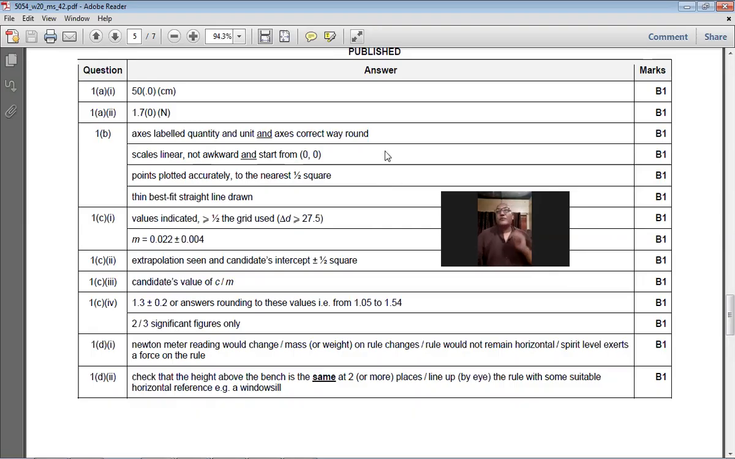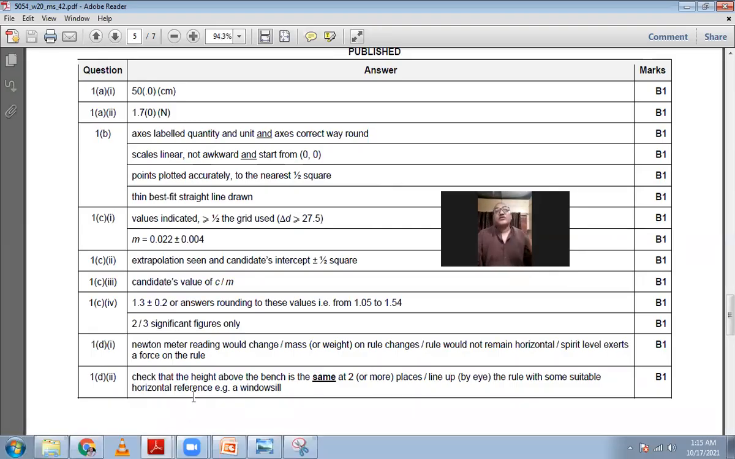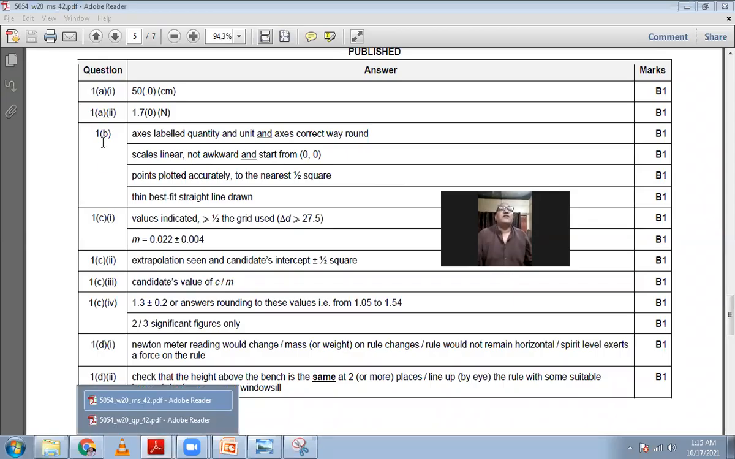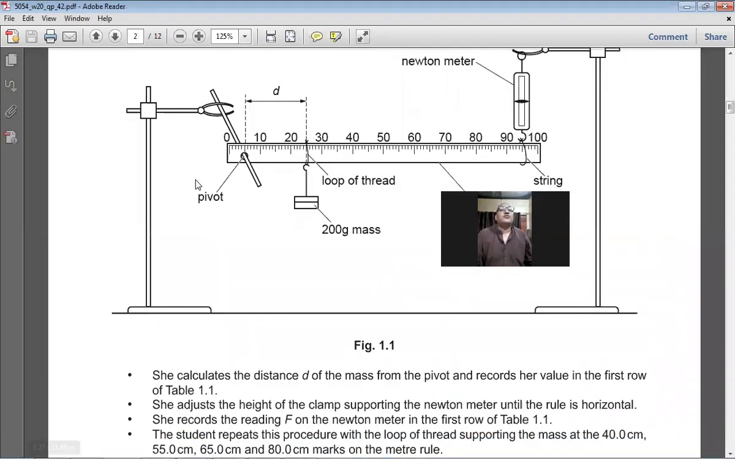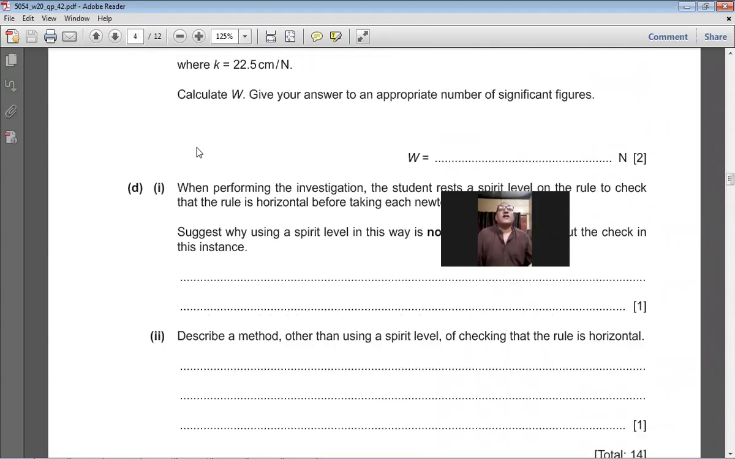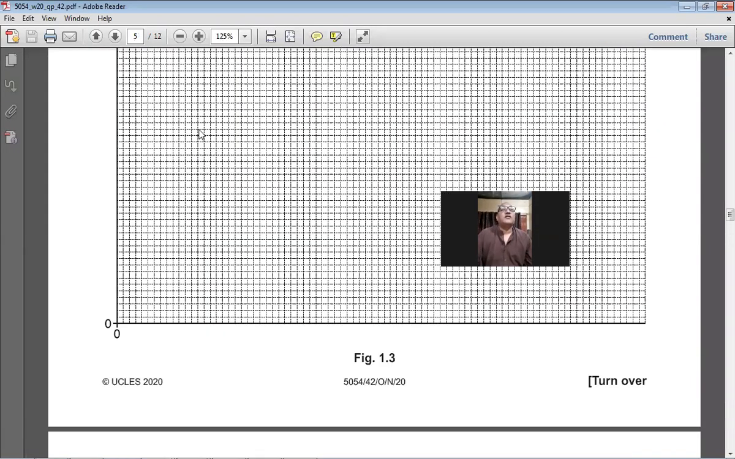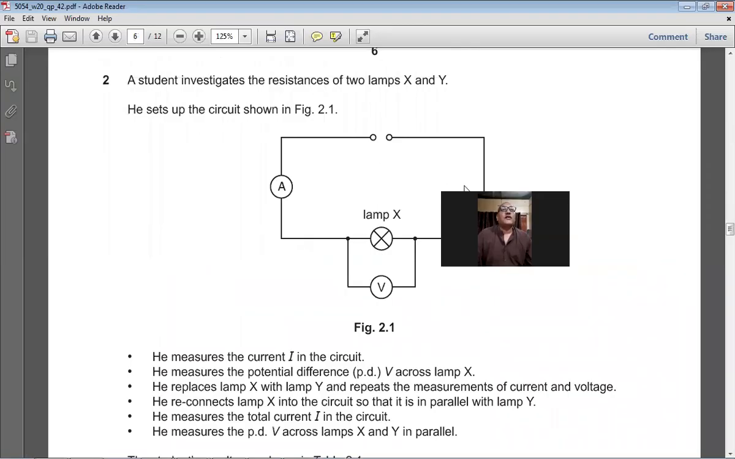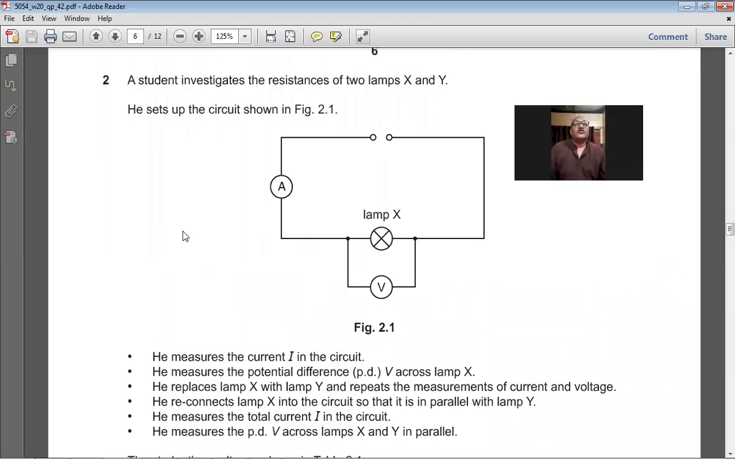Okay, so we are moving, and let's go to the next question. The next question will be question number 2. So we are done with question number 1, and we are going to question number 2. On your screen, question number 2 is showing up. A student investigates the resistance of two lamps X and Y. He sets up the circuit shown in figure 2.1.